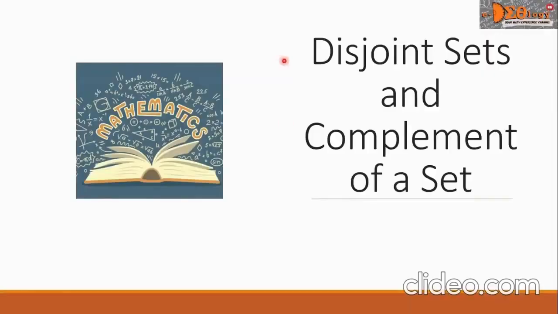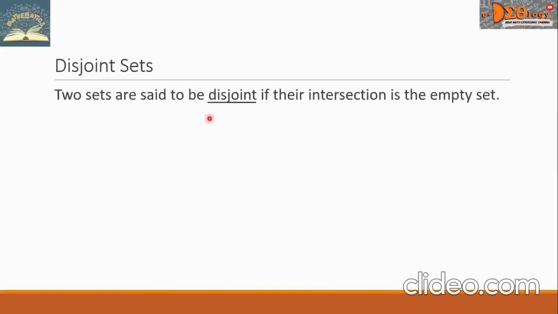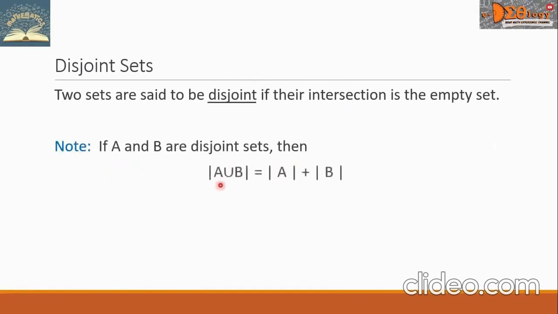Today we're going to study disjoint sets and complement of a set. Let's begin with disjoint sets. Two sets are said to be disjoint if their intersection is the empty set. Note that if A and B are disjoint sets, then the cardinality of A union B equals cardinality of A plus cardinality of B. Remember that cardinality means the number of elements in the set.